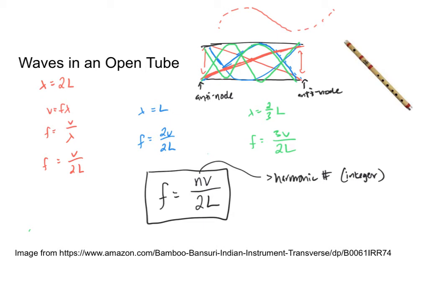Both the wave on the string and the wave in an open tube have symmetry, where the wave on the string has a node at each end and the wave in the tube has an antinode at each end.